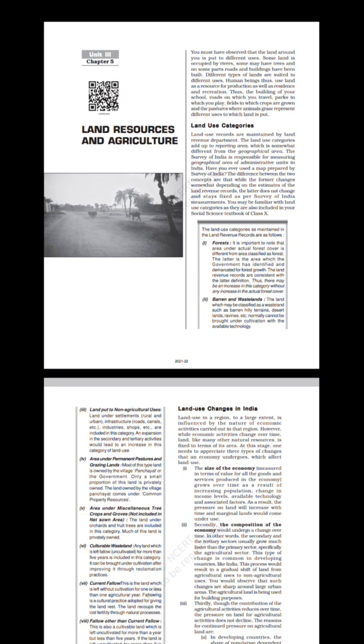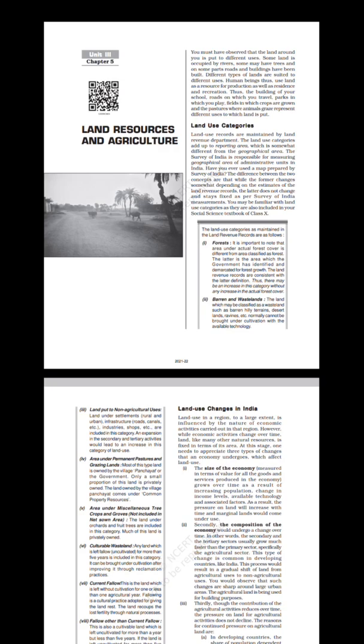You may be familiar with land use categories as they are also included in your social science textbook of Class 10. The land use categories as maintained in the land revenue records are as follows. Forests. It is important to note that the area under actual forest cover is different from the area classified as forest. The latter is the area which the government has identified and demarcated for forest growth. The land revenue records are consistent with the latter definition. Thus, there may be an increase in this category without any increase in the actual forest cover.